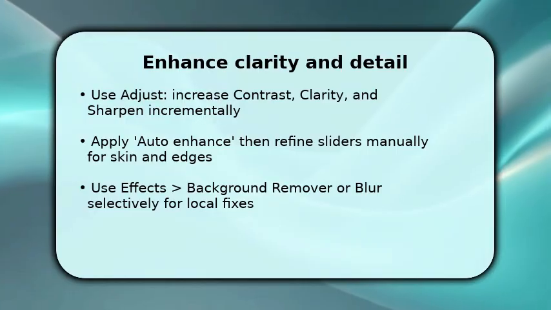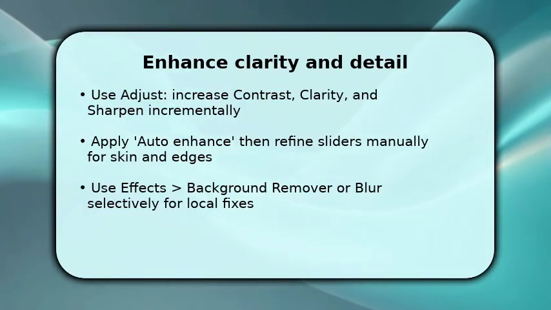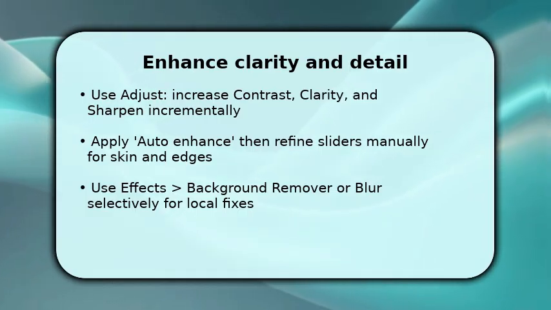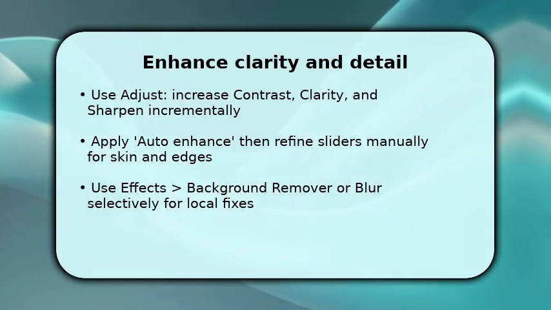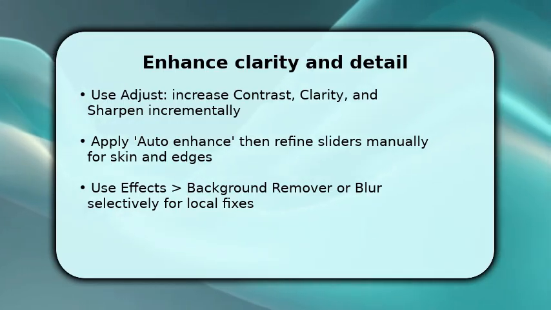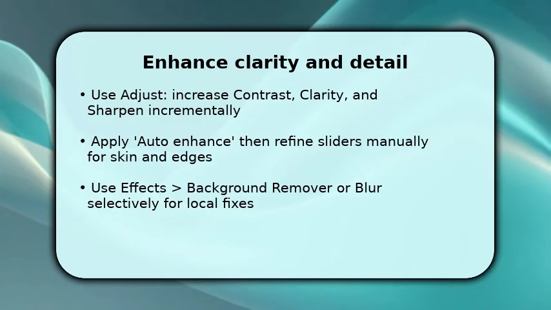Next, refine clarity with Canva's Adjust tools. Start with Auto Enhance to get a baseline, then manually nudge contrast and clarity to boost midtones and perceived sharpness. Increase Sharpen in small steps. Over-sharpening creates halos, so preview at 100%.